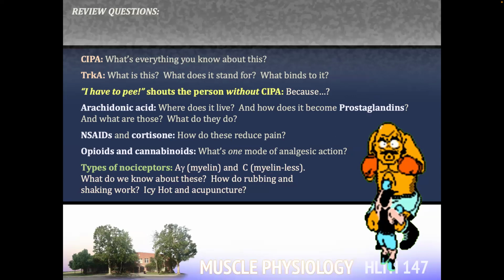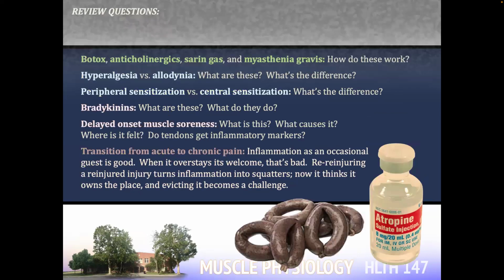The relationship between arachidonic acid and prostaglandins and how NSAIDs and steroidal anti-inflammatories work. And know about the types of nociceptors and the difference between opiates and cannabinoids on them. And then know how Botox, anticholinergic drugs, sarin gas, and myasthenia gravis work, the mechanisms for each, again, briefly, but the mechanisms for each.